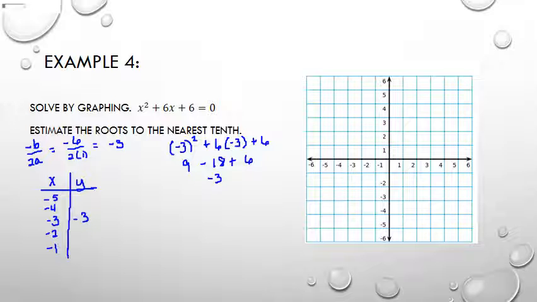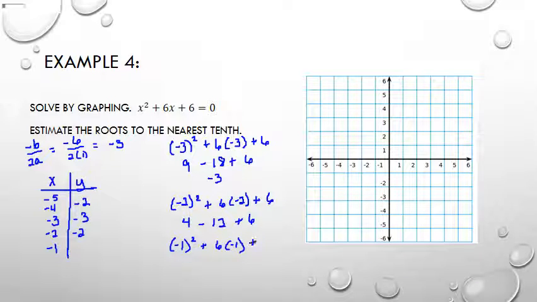All right, let's do -2. -2 squared plus 6 times -2 plus 6. So that gives us 4 minus 12 plus 6. And that gives us -2. And now let's plug in -1. So it gives us 1 minus 6 plus 6. And that gives us 1.